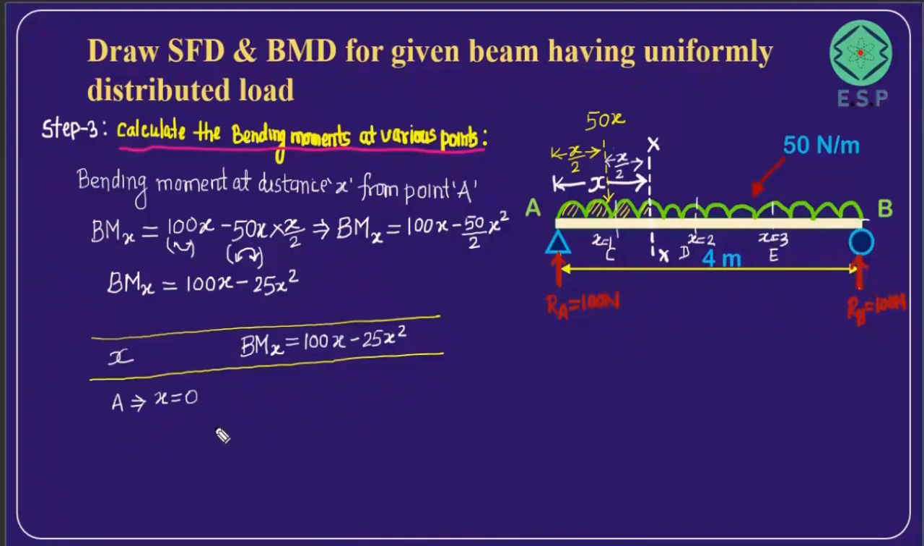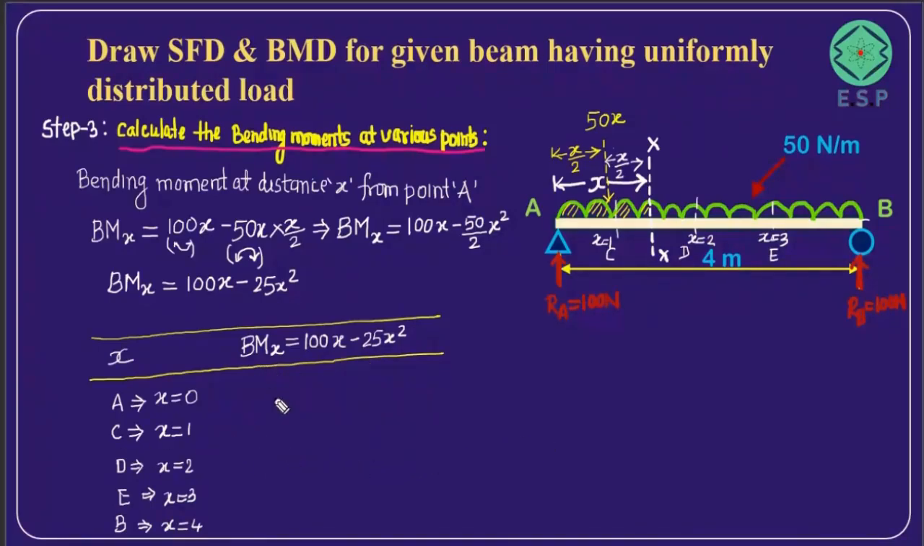Okay, so we'll have x equal to 0, then C is x equal to 1, D will have, friends, x equal to 2, E is x equal to 3, and then the last one is B again, where x equals 4. So now we'll substitute the corresponding values of x in the expression.